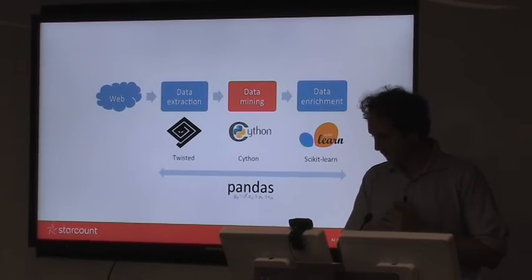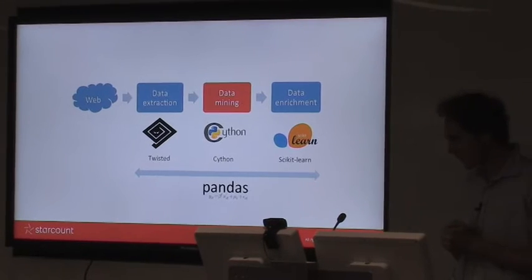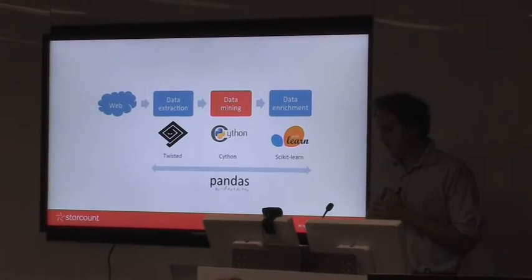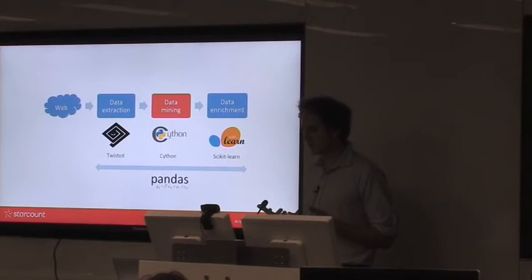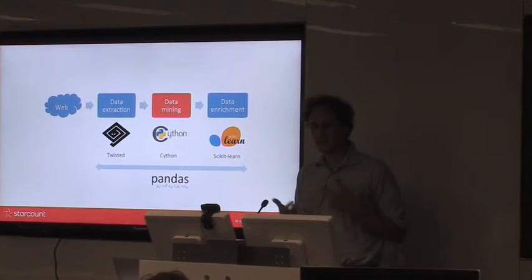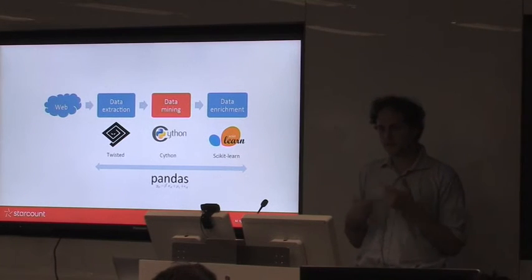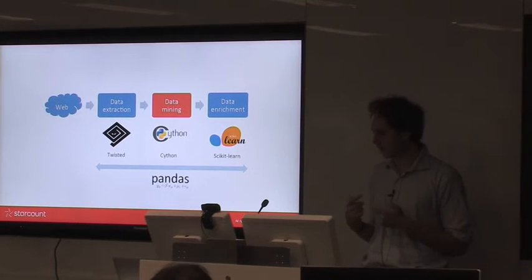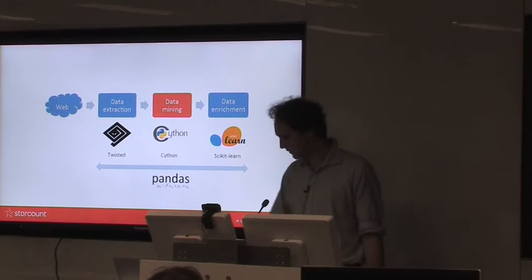Okay, so next is data mining. So once we've got our data, we want to do something to it. In this section, I'm going to highlight Cython and how we use Cython to optimize the particular data mining task. So I'm just going to explain first what we were trying to optimize, and then show you the iterations that we did to optimize the task.